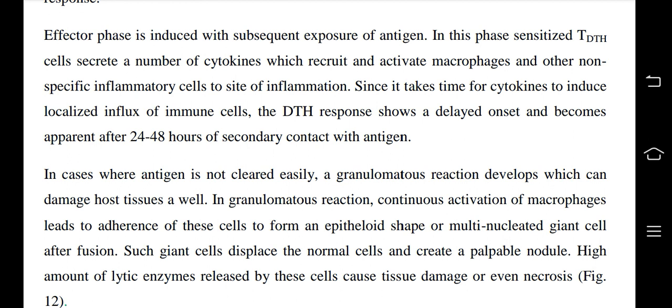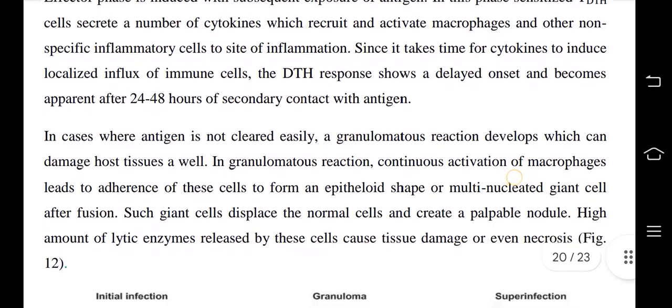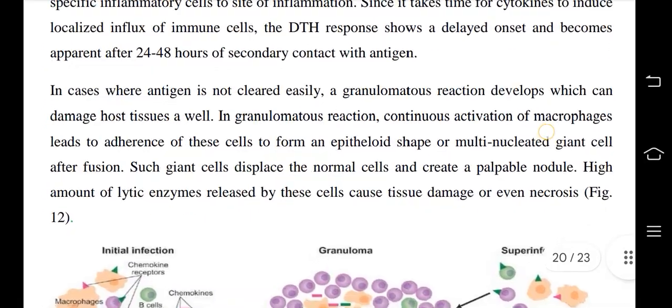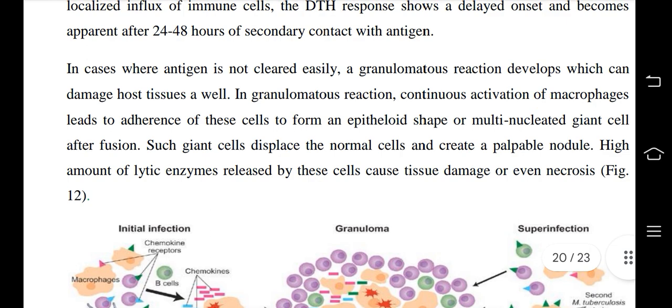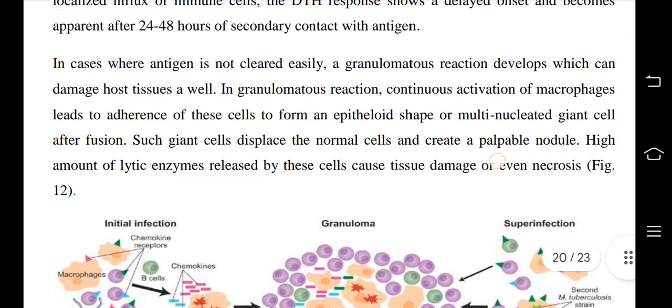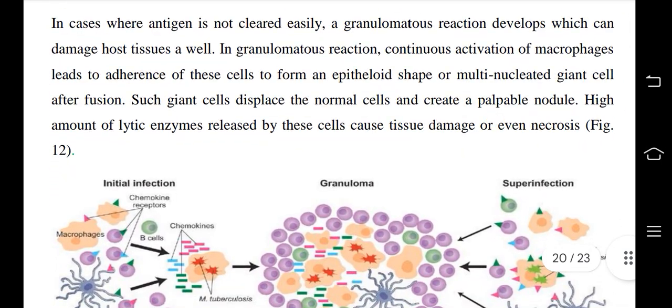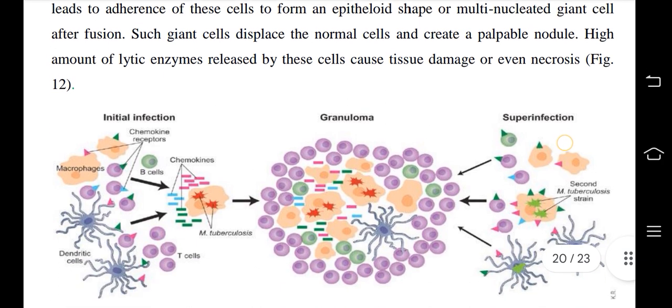In cases where antigen is not cleared easily, a granulomatous reaction develops, which can damage host tissues as well. In granulomatous reaction, continuous activation of macrophages leads to adherence of these cells to form an epithelioid shape or multinucleated giant cell after fusion. Such giant cells displace the normal cells and create a palpable nodule. High amounts of lytic enzymes released by these cells cause tissue damage or even necrosis.